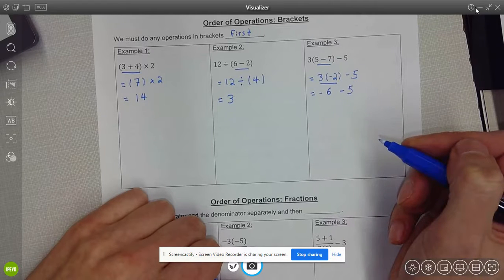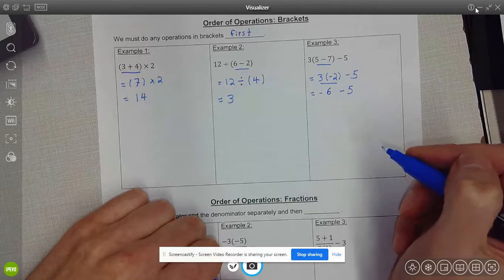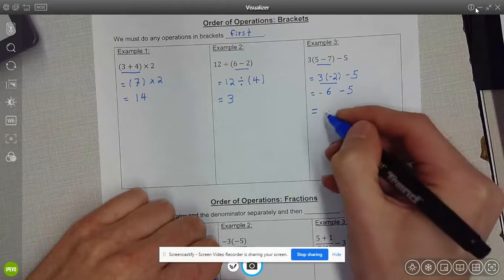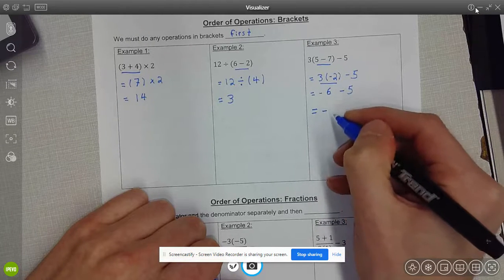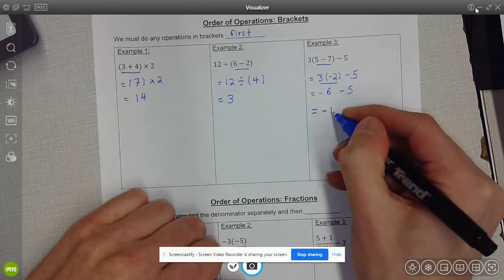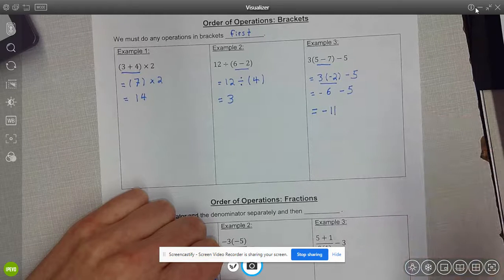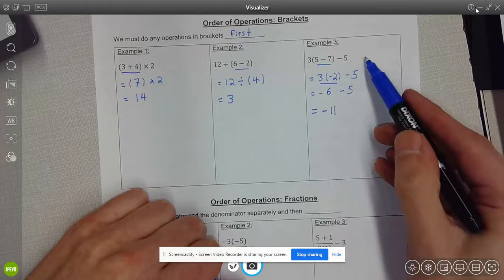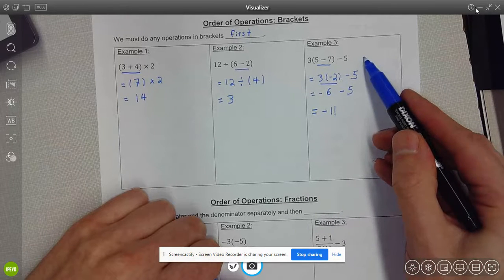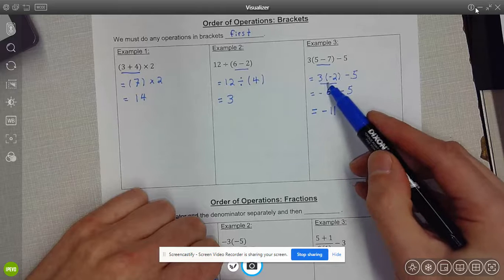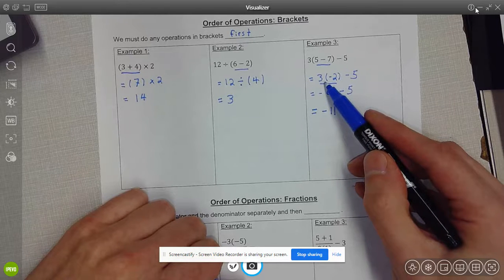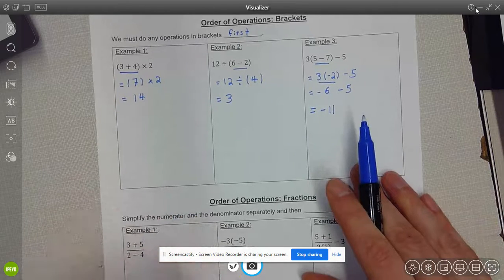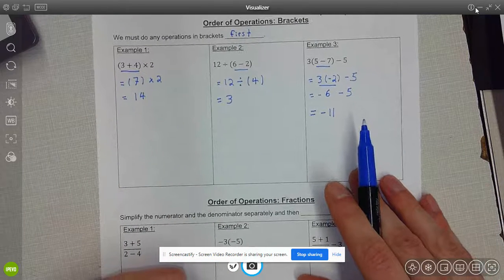Negative 6, so that's my starting point, and then I take away 5. If you're on a number line, I'm going 5 to the left. Negative 7, negative 8, negative 9, negative 10. So my final answer is negative 11. So the reminder here, we always do what's in brackets first. And if I have two numbers next to each other with no operation symbol, that means I have to multiply them together. So that's order of operations when I have brackets.